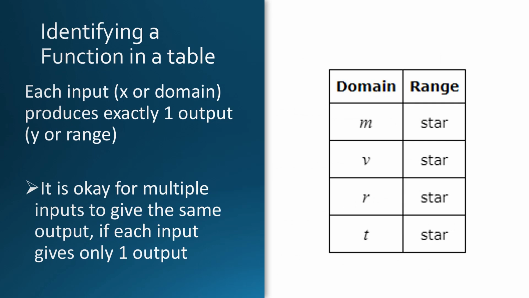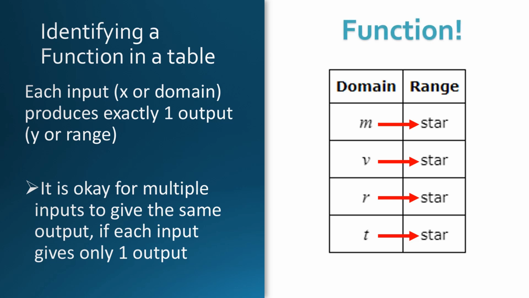Now we're going to identify a function in a table. So this table has domains and ranges. Remember that each input, x, domain, produces exactly one output, could be listed as y or range. It's okay for multiple inputs to give the same output if each input only still gives exactly one output. Now it sounds weird until we look at it. So let's look at these. M gives us star, V gives us star, R gives us star, and D gives us star. If we go back to the vending machine example, could I have 4 slots in the vending machine that all give blue Doritos? Absolutely. So because of that, this is a function, because each input gives exactly one output.